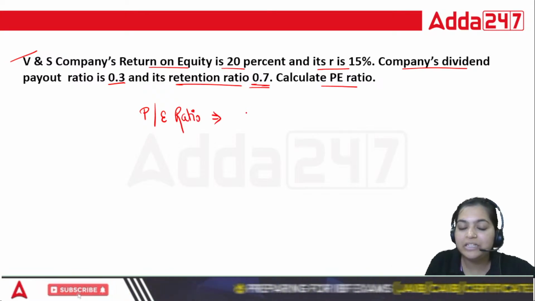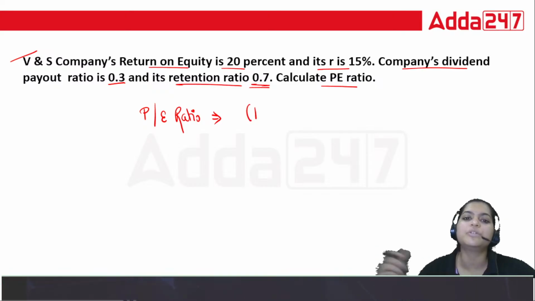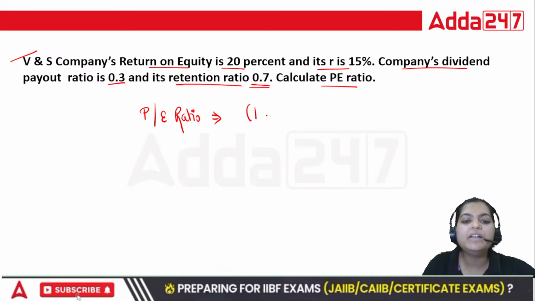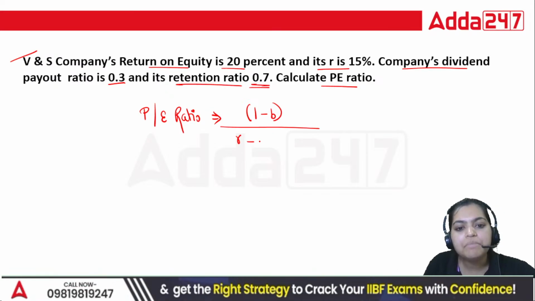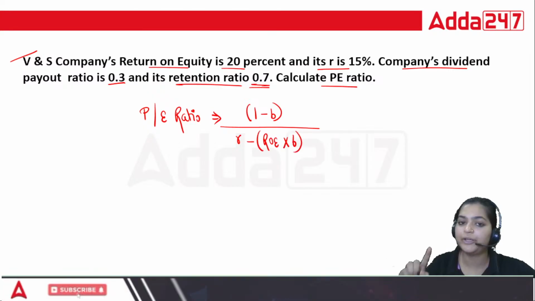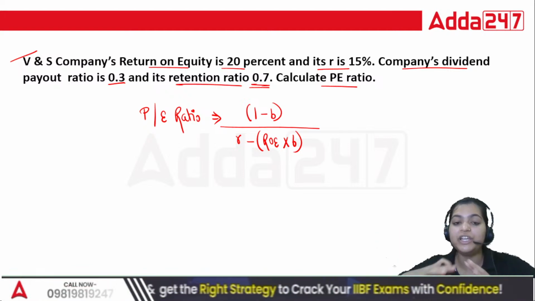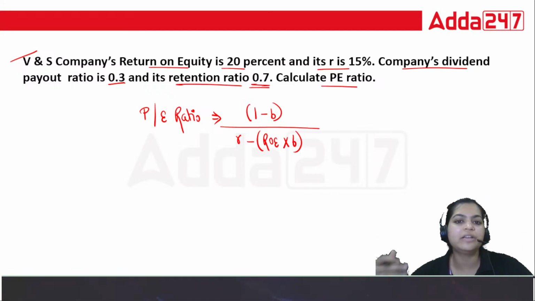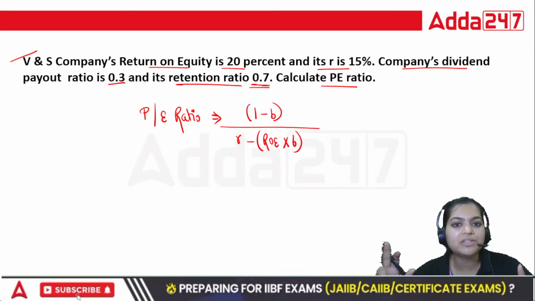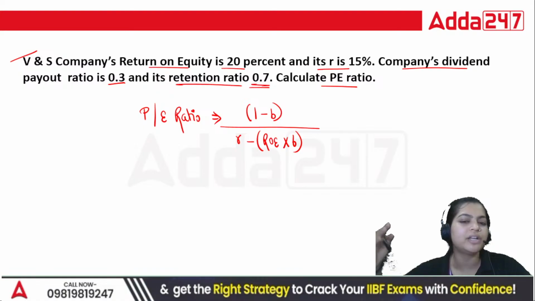As per the given data, we need to use our fundamental formula. The fundamental formula says, in the numerator, we want the dividend which you have distributed. How to calculate it? 1 minus B, divided by R minus ROE into B. I hope you remember the BODMAS rule. First we need to solve the bracket, then division, multiplication, addition and subtraction.